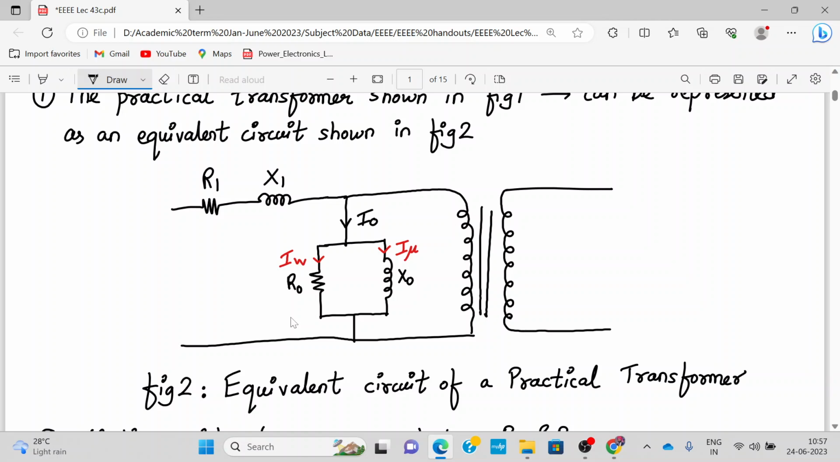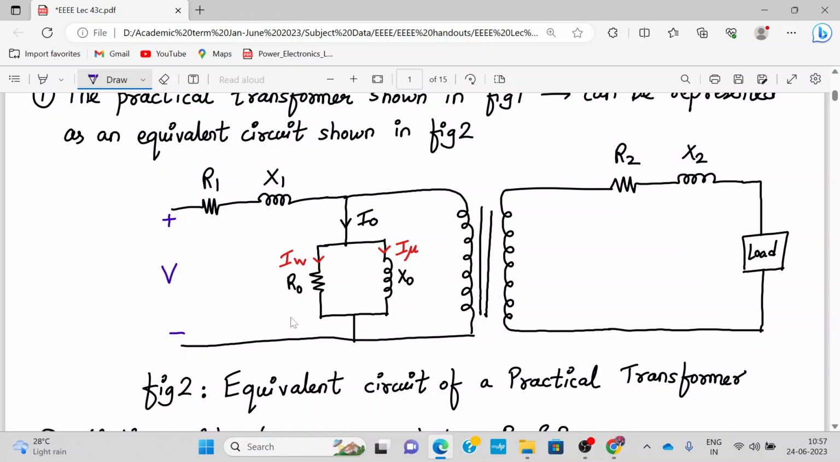In the secondary winding, we have R2 and X2, the secondary winding resistance and leakage reactance X2. And this transformer is loaded. So we have a load connected at the output. So this is my load. Okay, let us mark the voltages now. This is my voltage V1, the AC voltage V1, or we can call it the primary voltage.